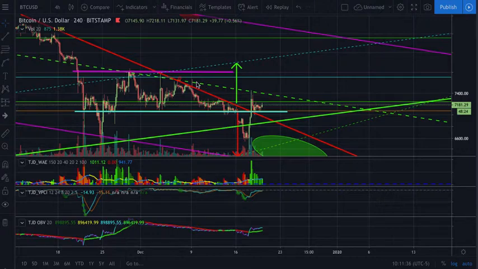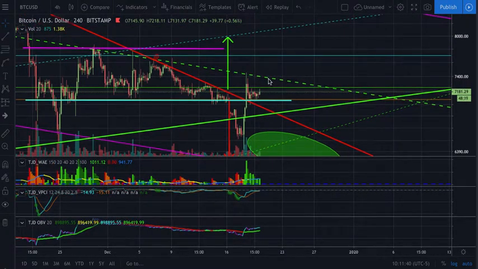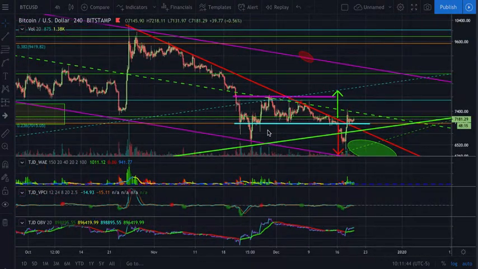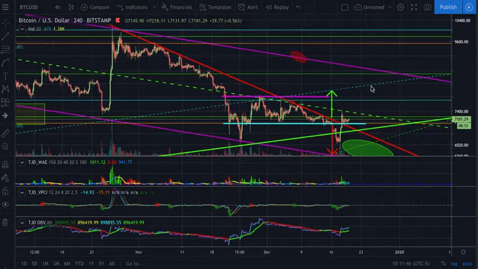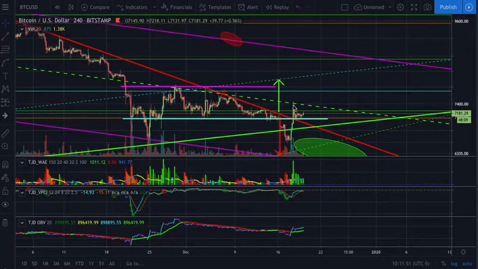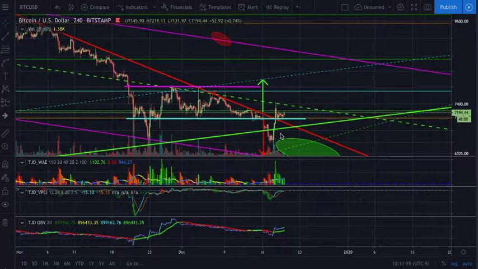We busted through the red descending trend line resistance, came up to the halfway line of the channel, the green halfway line of the purple channel that we've been basically trapped in this entire time since our 14,000 top. And now here we are, consolidating above that red trend line and below the halfway line of the channel.